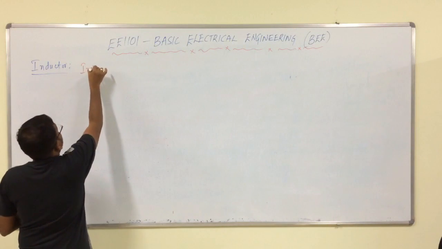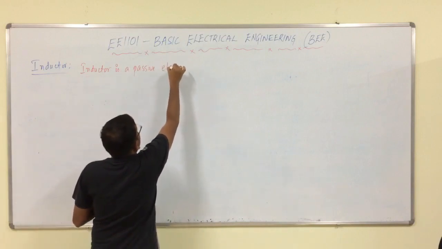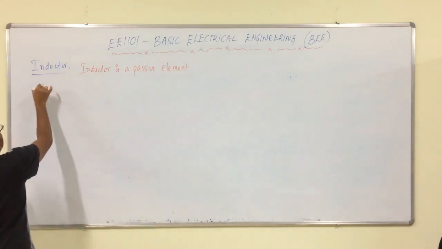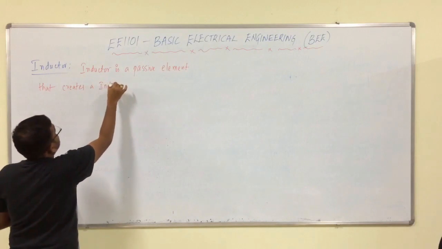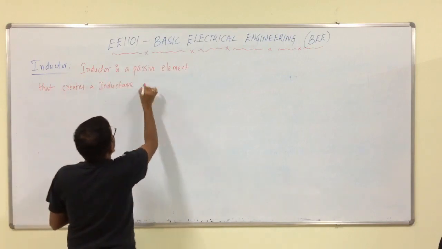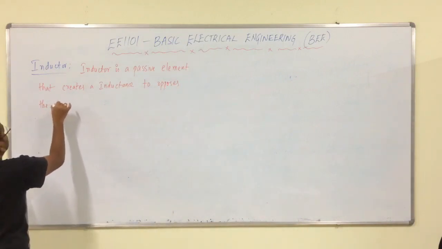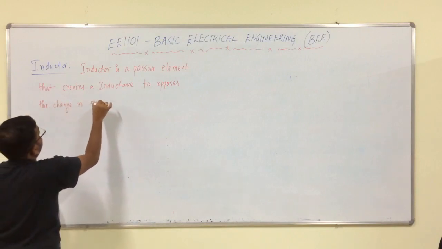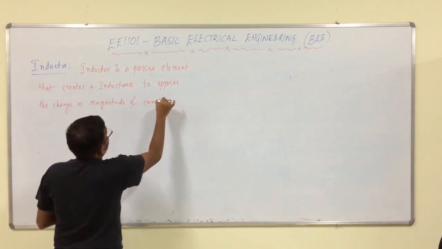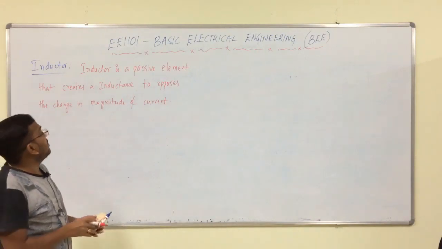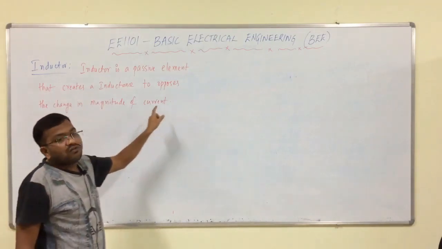An inductor is a passive element that creates an inductance to oppose the change in magnitude of current in the circuit. So, an inductor is nothing but a passive element that creates an inductance to oppose the change in magnitude of current in the circuit.